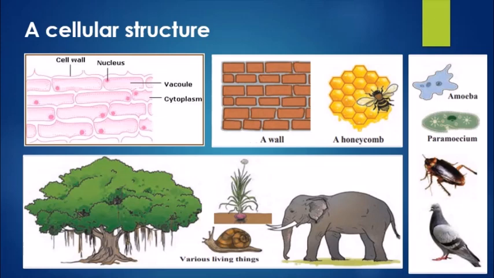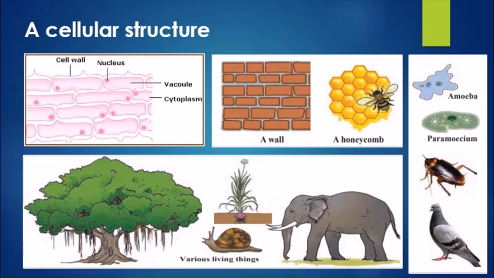So for example, if you see amoeba, amoeba is made up of only one cell. Paramecium is made up of only one cell. These organisms are made up of only one cell and they are called as what? Unicellular organisms. Next is multicellular organisms. That means they are made up of more than one cell. So that is why they are called multicellular organisms.